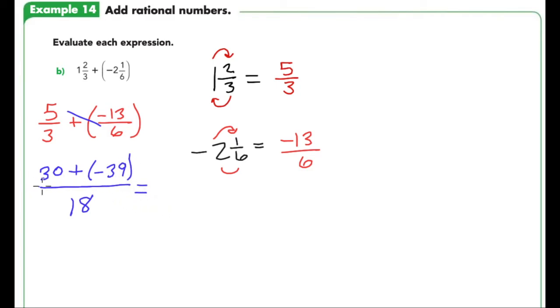When we add the top together, the signs are different, so we need to subtract. We're left with a negative 9/18, which would reduce to a negative 1/2. So it's the same answer, different method. Whatever method you prefer to use is fine. If you find one easier than the other, then stick with the one that you find easiest to use.